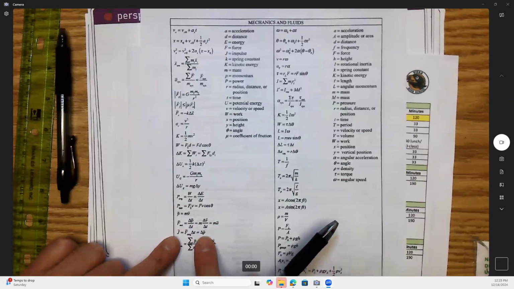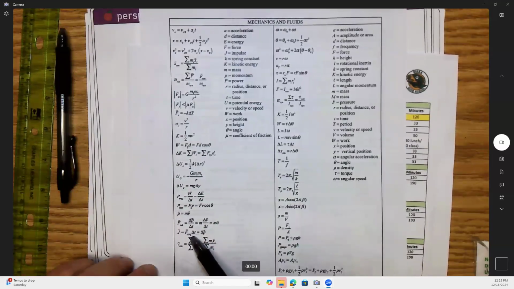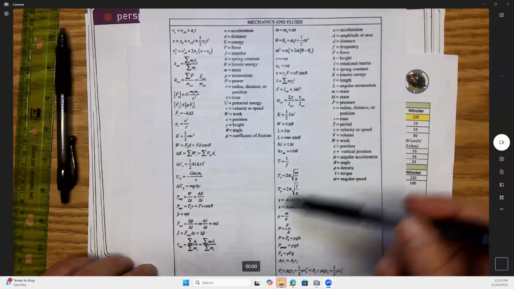I haven't seen that in a few years. So AP is starting to use that. So delta P, the change in momentum, is capital J, impulse. And you get that by applying a force for some time interval. There you go. All right. Okay.